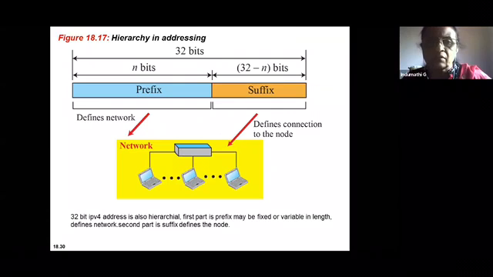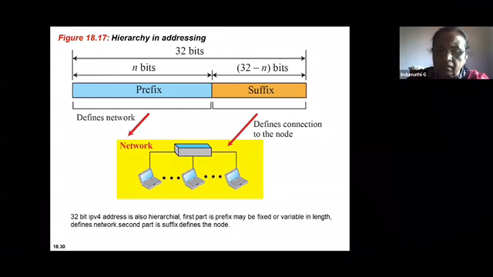Then we said you have hierarchy in addressing also. That means the entire 32 bits are divided into two parts. The first part is called the prefix, the second part is called the suffix, and you represent that as n bits as prefix and 32 minus n bits as the suffix. The prefix part defines the network which is connected to the internet, and the suffix part is used for defining the connection of the host machine to the network.